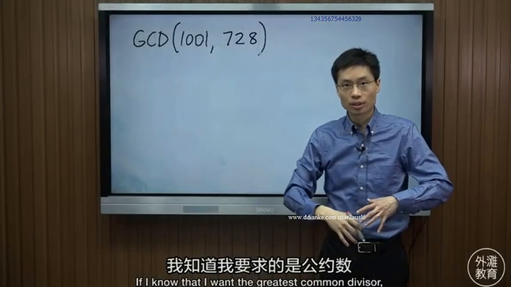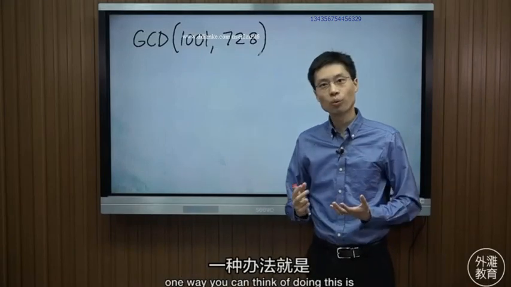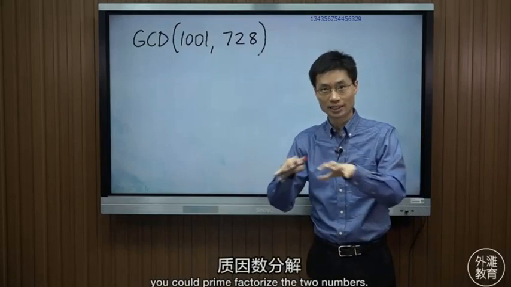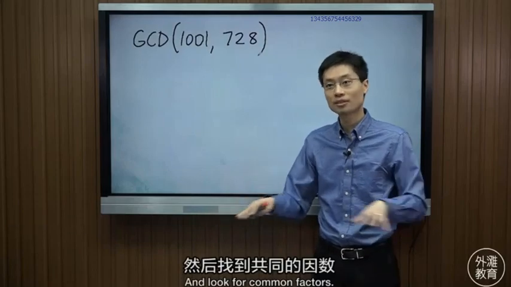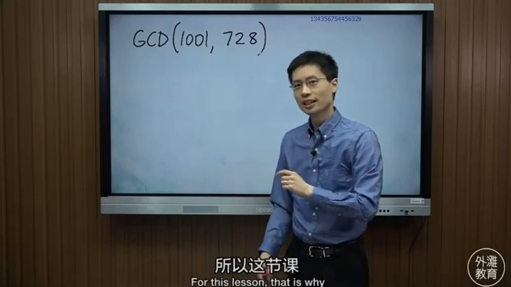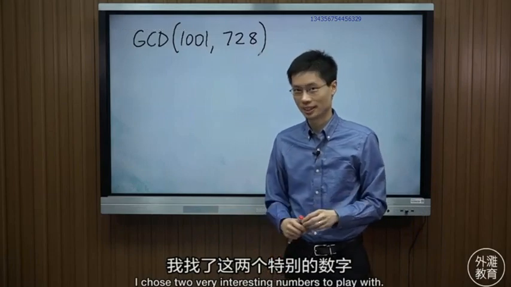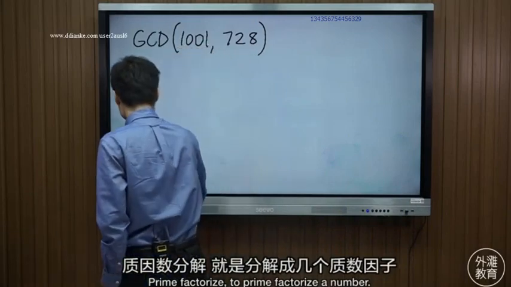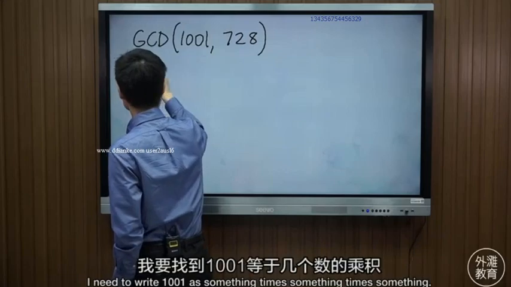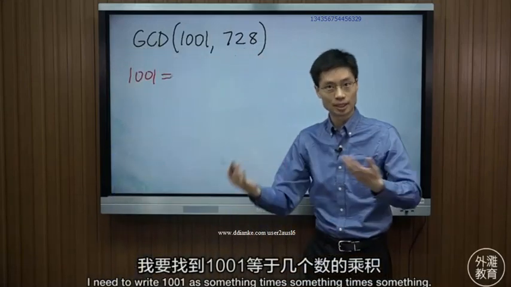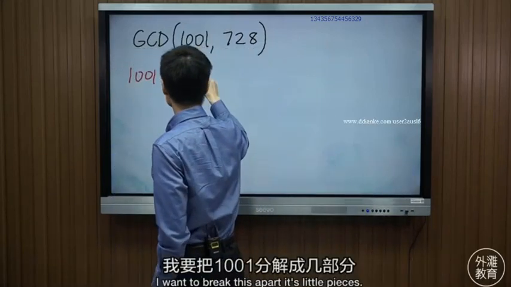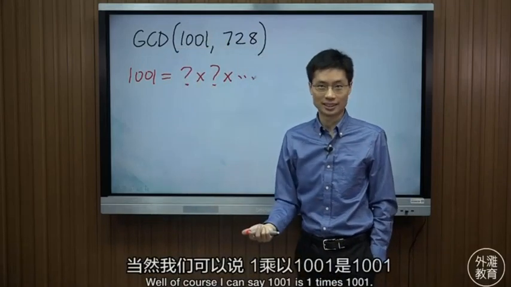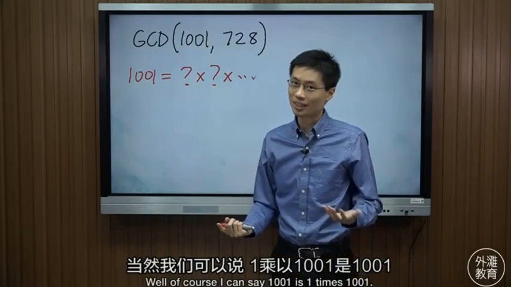If I know that I want the greatest common divisor, one way you can think of doing this is if you could prime factorize the two numbers and look for common factors. For this lesson, that's why I chose two very interesting numbers to play with. Prime factorize. To prime factorize a number, I need to write 1001 as something times something times something times something. I want to break this apart into its little pieces. Well, of course, I can say 1001 is 1 times 1001.